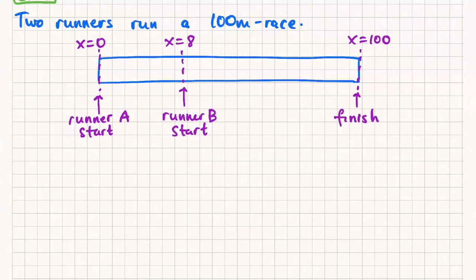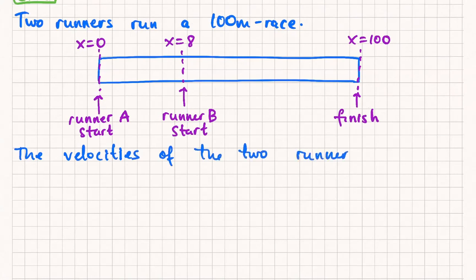Okay, and we know the velocities of the two runners. So the velocity of runner A, who does not get the head start, is 2t. So his initial velocity is 0. So he starts at rest. And the guy who gets a head start, his velocity is always 2. So he starts at a velocity of 2. We'll say meters per second, whatever, it doesn't really matter what the units are.